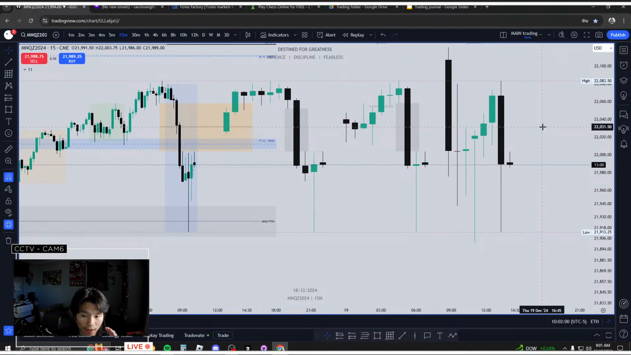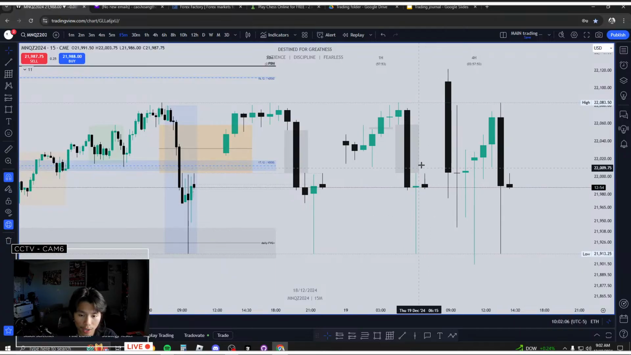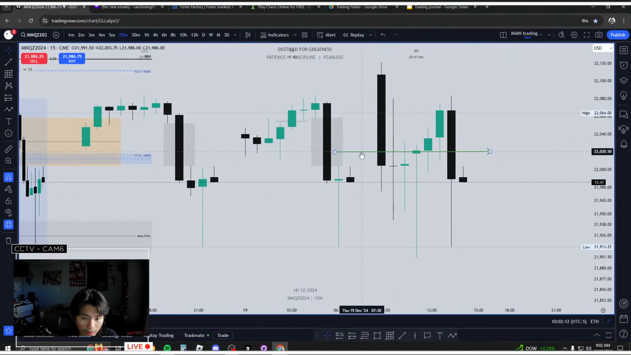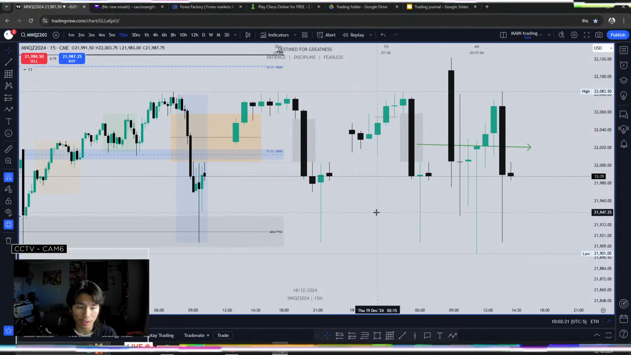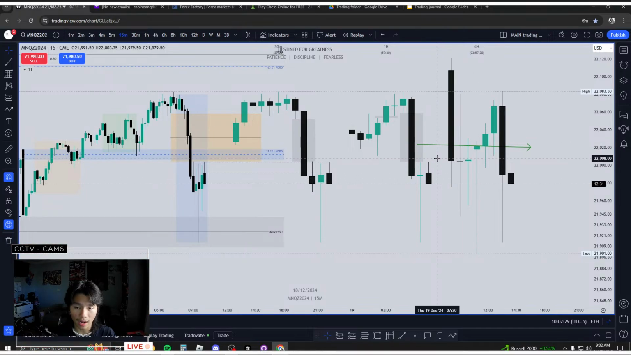So I have established my bias. My bias is going to be on the hourly time frame, and my bias is going to be that price is most likely going to rebalance that hourly fair value gap. So this hourly fair value gap, I want to see get rebalanced. I want to see us trade into that hourly fair value gap. I don't care if we're going to disrespect it or respect it. All I care about is that we're going to rebalance the hourly fair value gap, right?